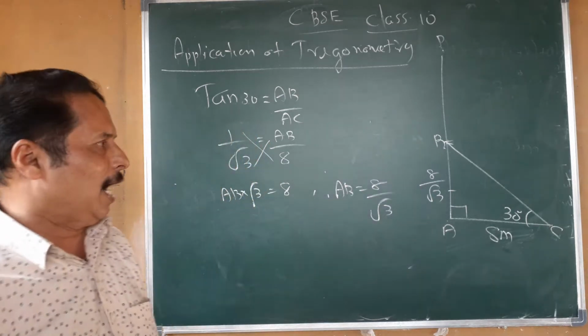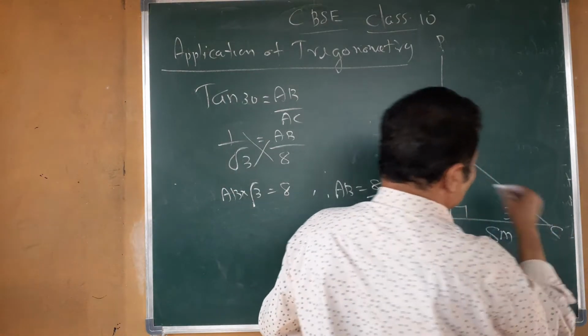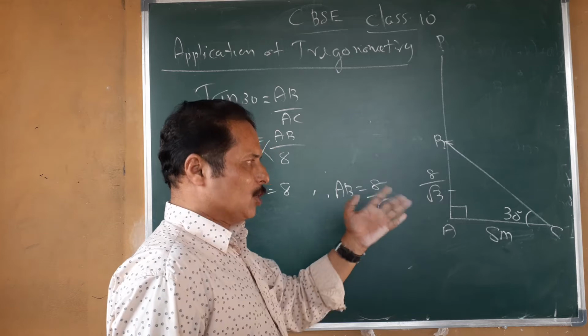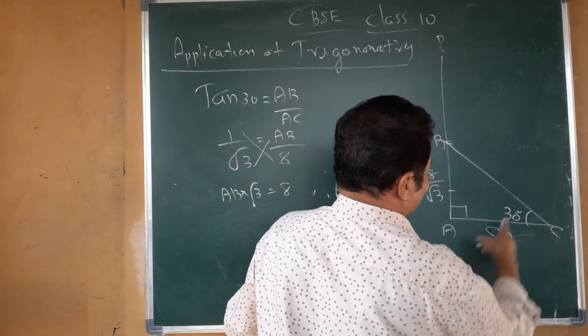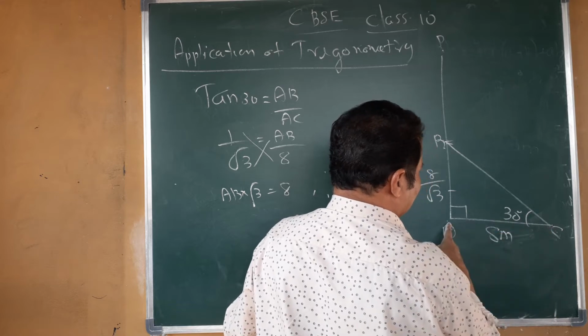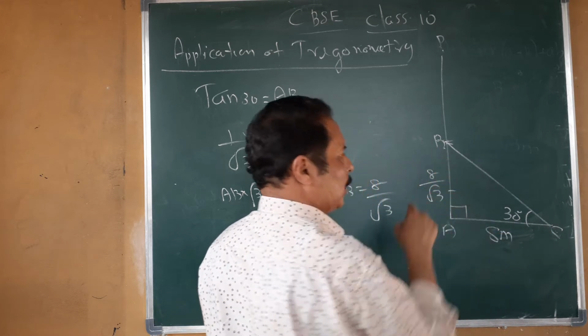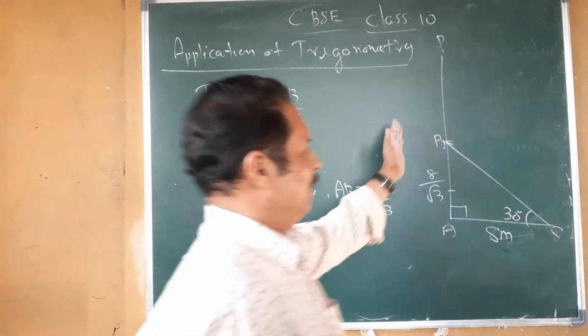We want to find the height of the tree, so we want this also. By Pythagoras theorem also you can calculate it. Otherwise, look here. This is BC, this angle is 30 degree. This side is 8. Both of them are given. How can we find this side?